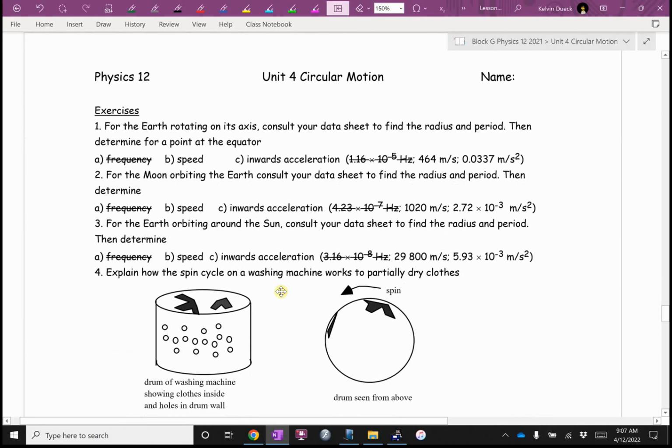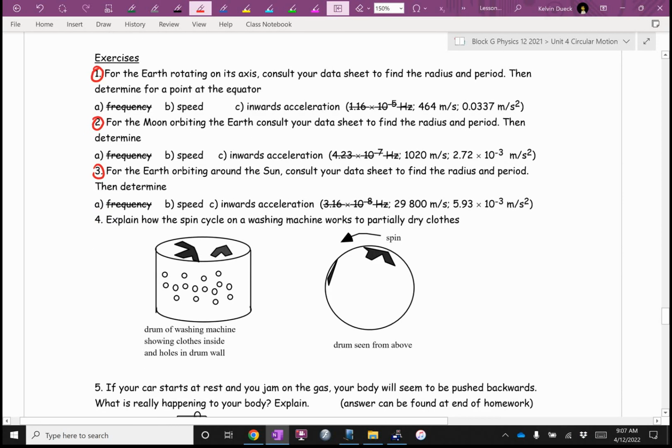What's your homework? Number 1, number 2, number 3. You'll need to use your data sheet for all of those, so that'll be the back page of your formula sheet, but all the information that you need to find periods and radii is there. Number 4, I'm not going to circle, but let's talk about it.